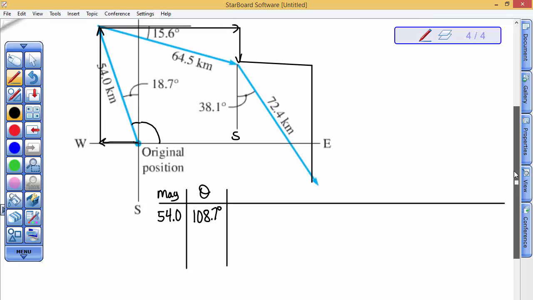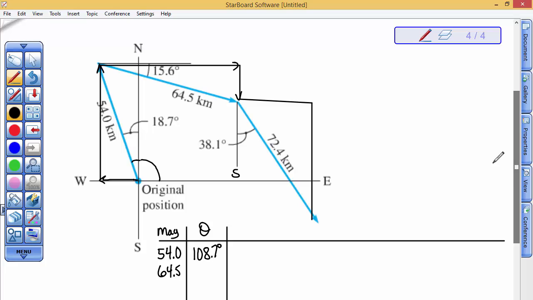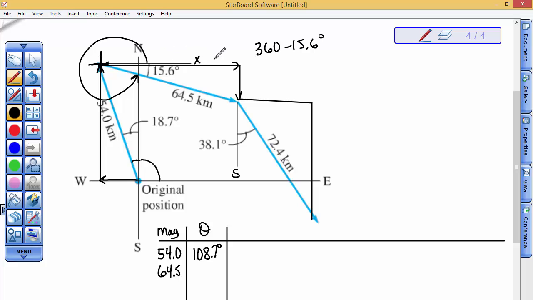This next vector, whose magnitude is 64.5 kilometers, right here. If you put a little plus sign right here, and think of this as the x-axis, then I'm going to call this 15-degree angle. I'm going to take 360 and subtract the 15.6 degrees. So I have an angle that's in the fourth quadrant. Again, this is the x-axis, this is the y-axis, at this particular vector.